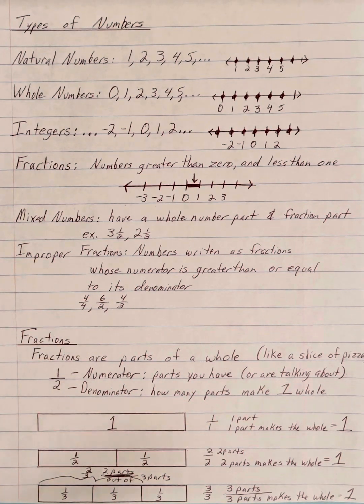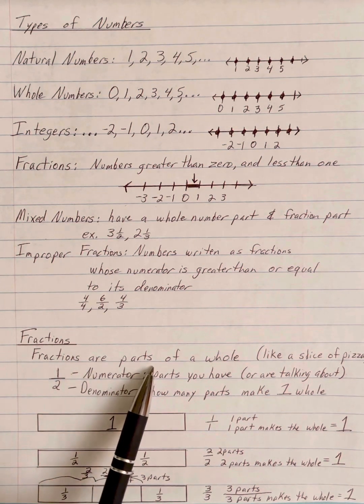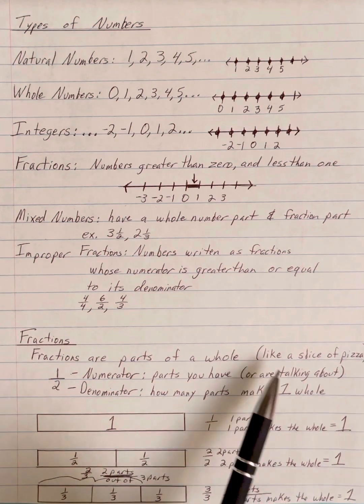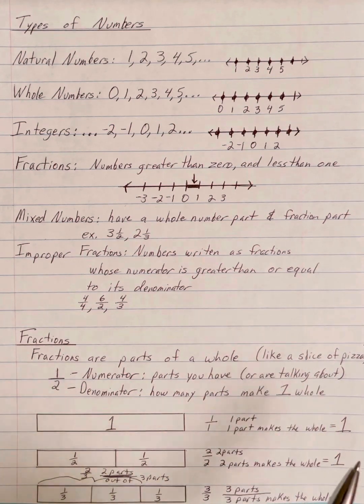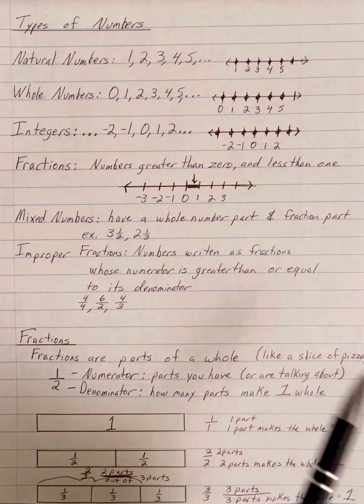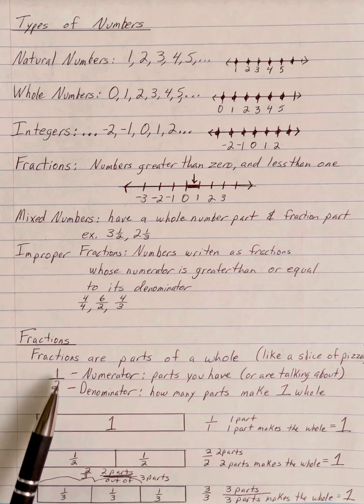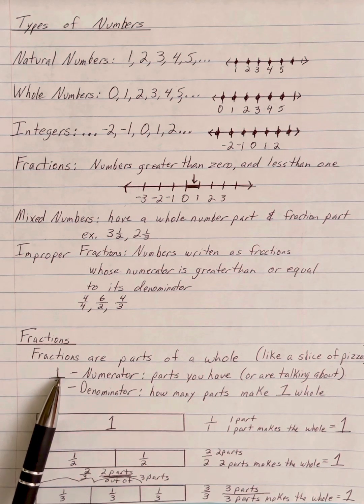Just started using the words numerator and denominator. So let's talk about what those are. So one more time, fractions are parts of a whole, like a slice of pizza. I don't have the whole pizza on my plate. I have a slice of pizza. So it's 1 out of however many pieces you cut your pizza into. So here, this would be like I cut my pizza into 2 pieces, and I've got 1 of them.